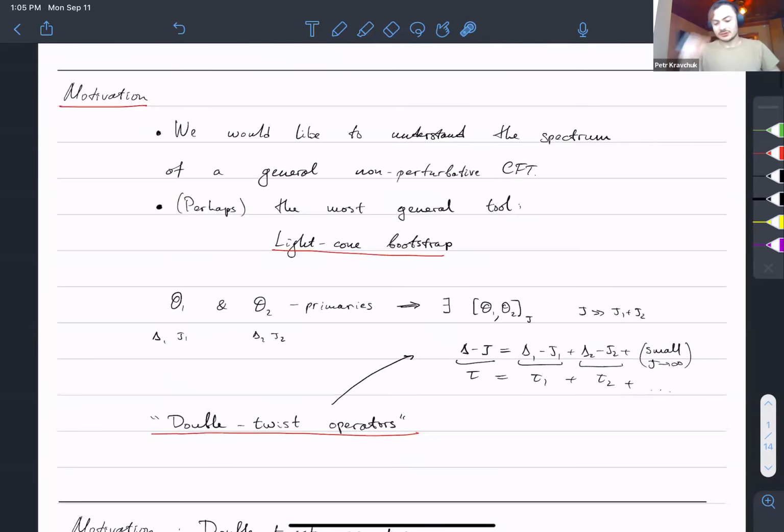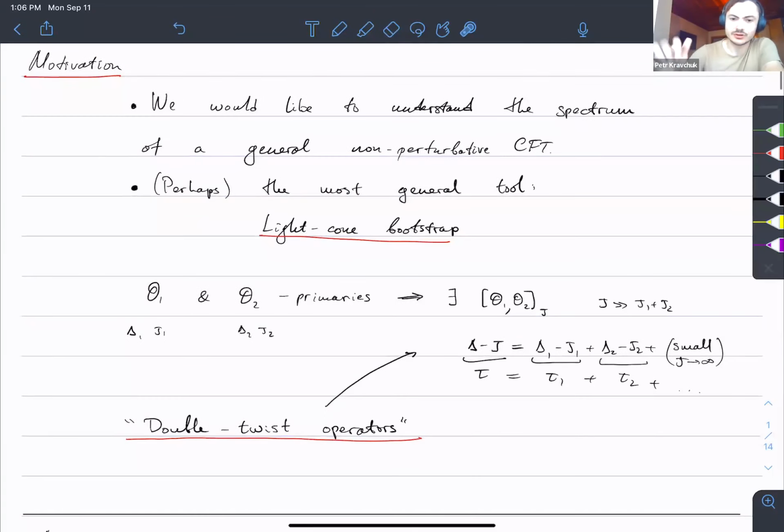So let me start with some motivation. The basic idea is that, like in many talks about conformal field theories, we try to understand the spectrum of conformal field theories which are as general as we can. So non-perturbative, non-supersymmetric, doesn't matter. And among these ideas, perhaps one of the most powerful that we have is the idea of the light cone bootstrap.